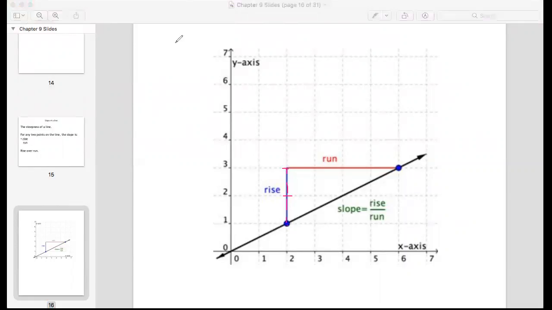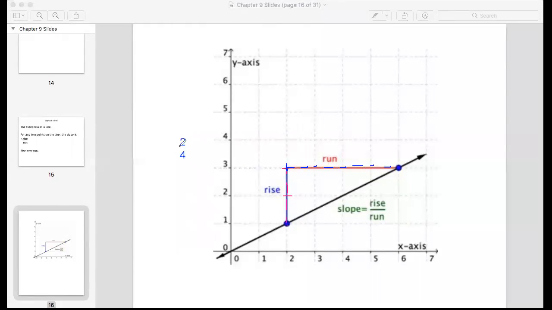And then how does it run? Well, it runs this way. And how many units? We start at this unit here, okay? And we're going to count over. So it goes 1 unit, 2 units, 3 units, and it goes to a 4th unit. So our rise is going to be 2, and our run is 4.